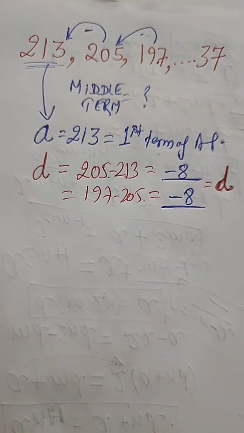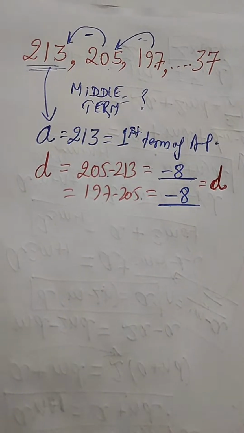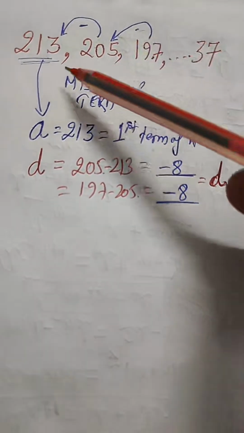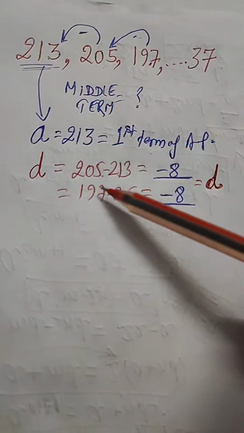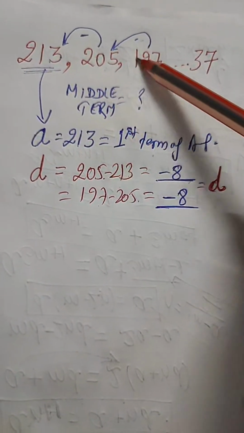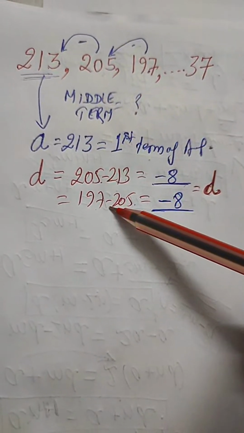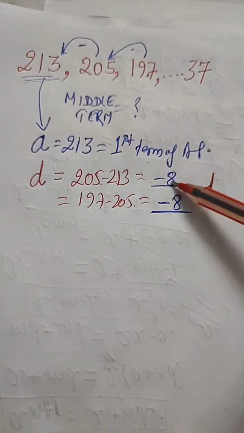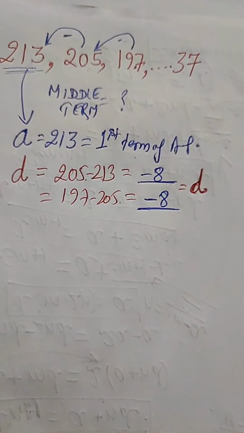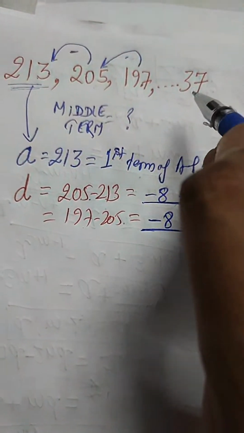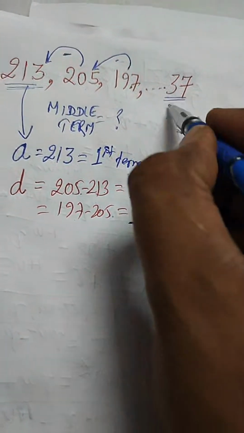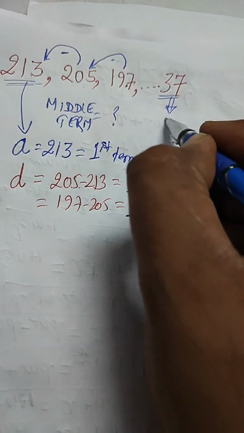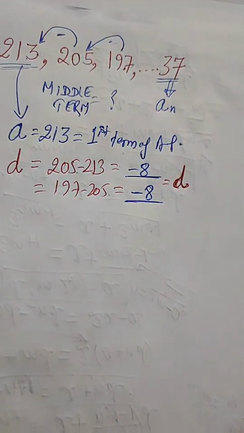So from this question, we need to find the middle term of the given AP, where the first term is 213. The common difference is calculated by subtracting the previous term from the subsequent term, and we get minus 8. Now, the value of 37, this will be the nth term, isn't it? This will be the nth term.